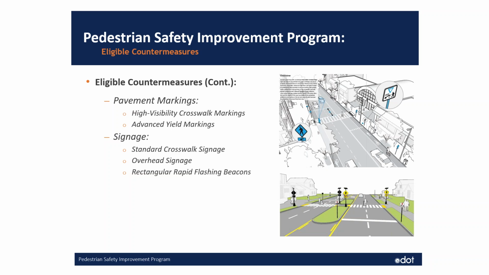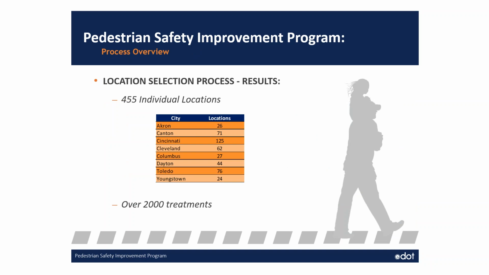So with the $10 million that we started the program with, and that's just including construction costs, we moved forward to design 455 individual locations across these 8 cities. There are over 2,000 individual countermeasures or treatments that will be performed at these 455 locations once construction's all said and done.